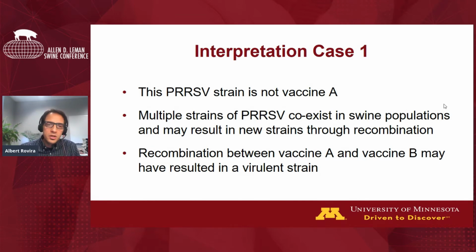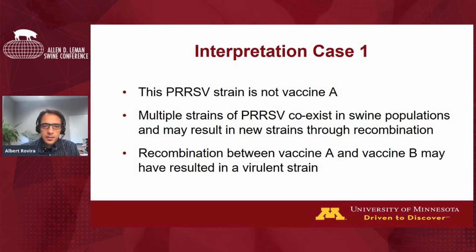Then what we are learning here is that multiple strains of PRRS coexist in swine populations, and they may result in new strains through recombination. This is not something new. We've known that PRRS can recombine, and new strains can be created through recombination. We're just learning more and more about this and trying to figure out how common this is.